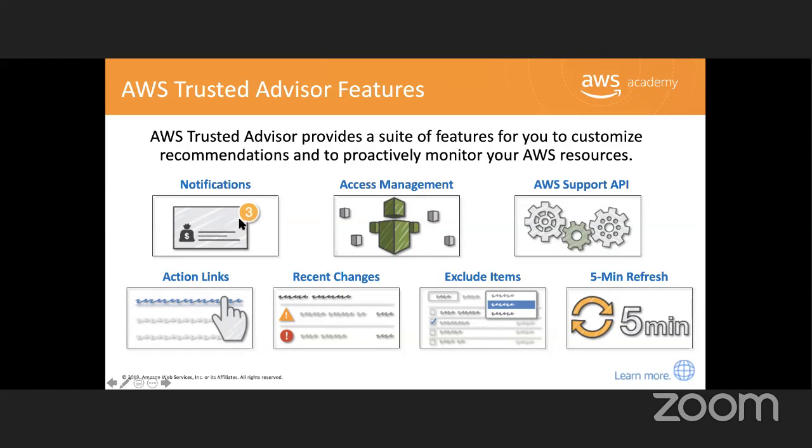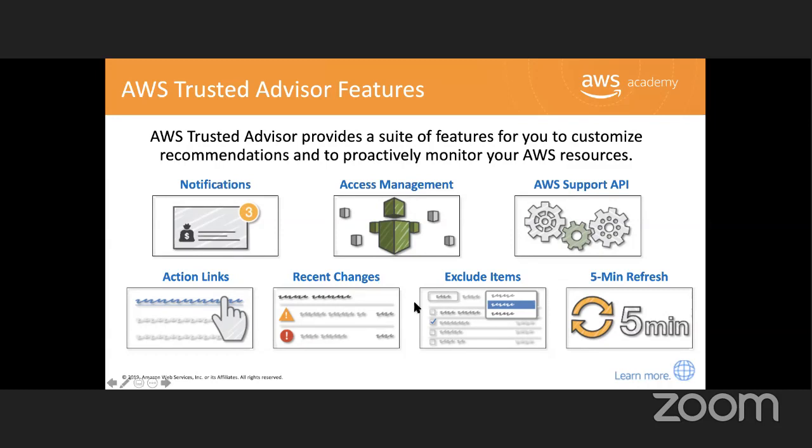So you can use AWS Identity and Access Management, right here, IAM, to control access to specific checks and check categories, okay? You can retrieve and refresh Trusted Advisor results programmatically by using the AWS Support API. So from the console and the SDK, you can get all the results from AWS Trusted Advisor.